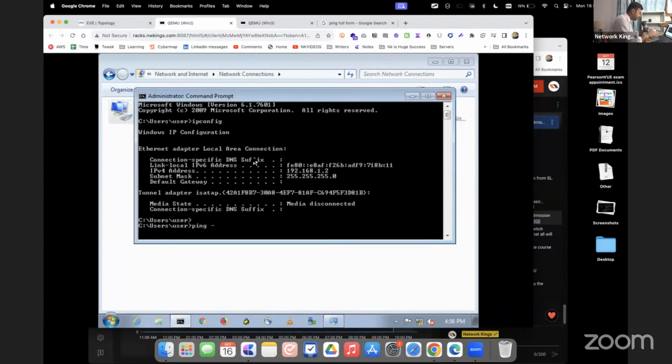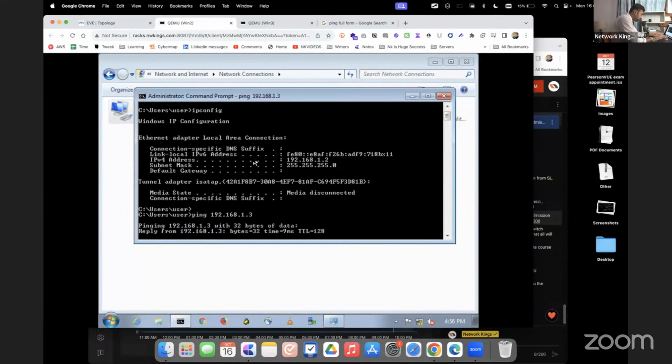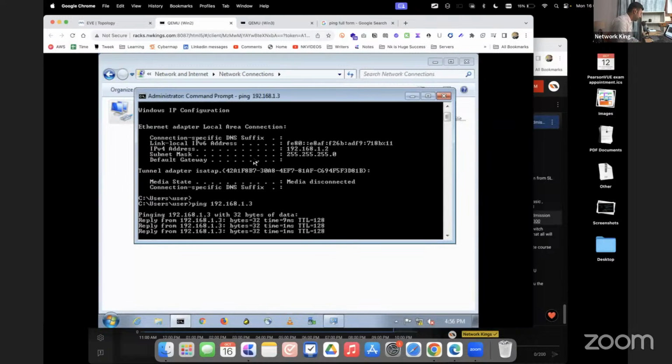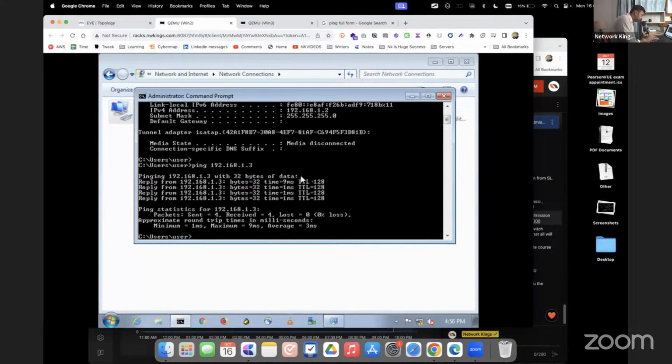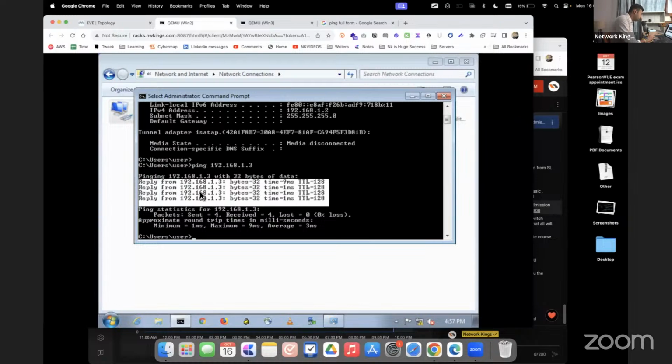Okay, so now I say ping 192.168.1.3. You can see I can ping that machine, right? See, I can see here 192.168.1.3 and I'm getting a ping response. Here, look, lost is 0%. How many packets lost? 0% loss, because we sent 4 packets. We sent 4 packets. We received 4 also. It means by default a Windows machine sends 4 packets and we got 4 replies.